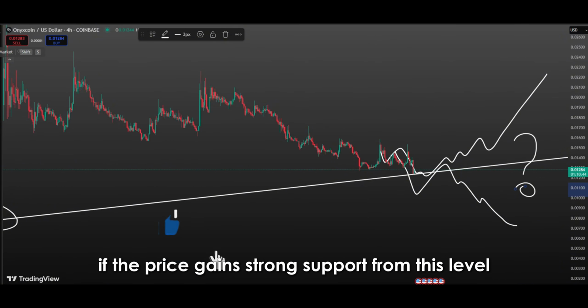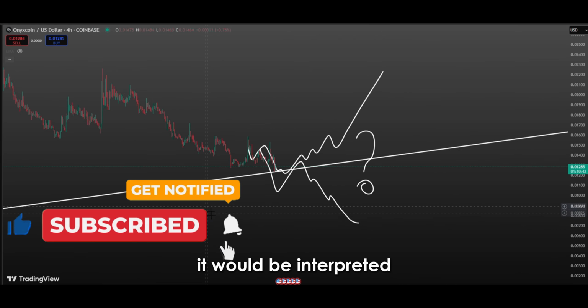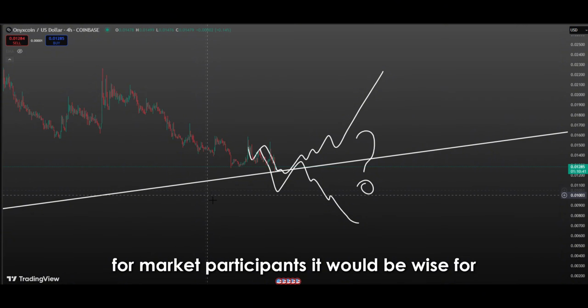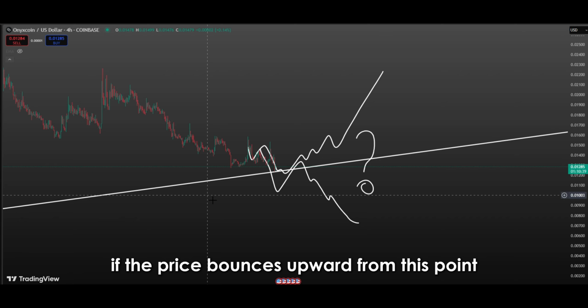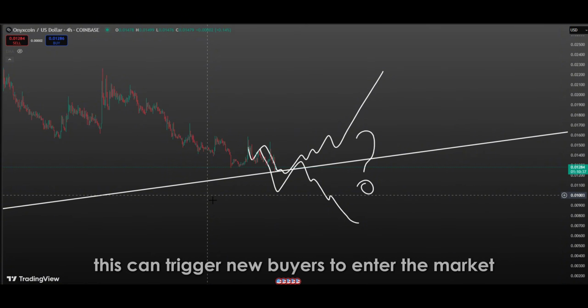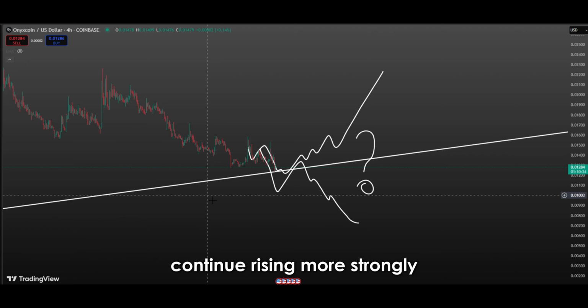If the price gains strong support from this level and begins to accelerate upward, it would be interpreted as a highly positive development for market participants. It would be wise for investors to closely monitor the price action at these levels. If the price bounces upward from this point, confidence in the continuation of the upward trend will be reinforced. This can trigger new buyers to enter the market, which in turn could provide the momentum needed for the price to continue rising more strongly.